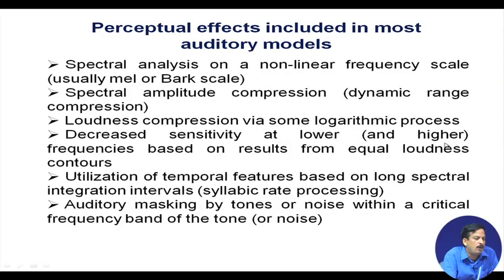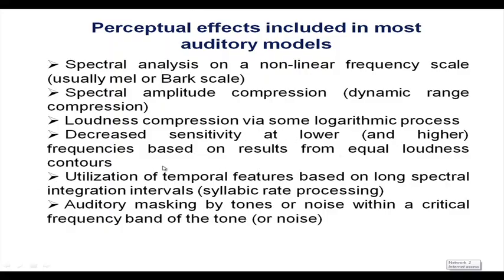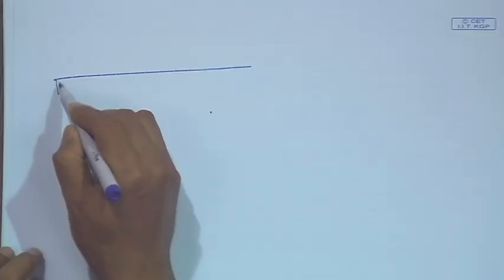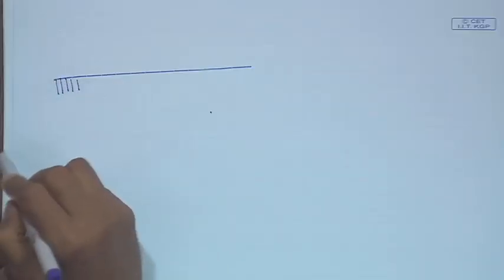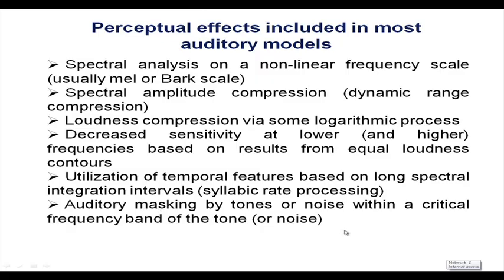Decreased sensitivity at higher frequency: we are sensitive to the lower frequencies, but at higher frequencies the critical band bandwidth is very big. So, human resolution at higher frequency is very rough, roughly approximate. So, you can say the change of perception of frequency in the lower band is much more linear and in the upper band is nonlinear. Then there is utilization of temporal features and auditory masking of tones.